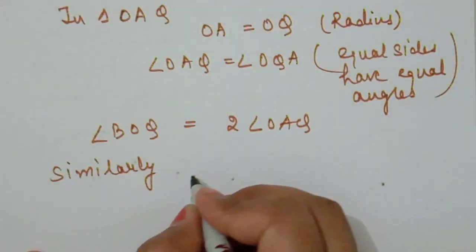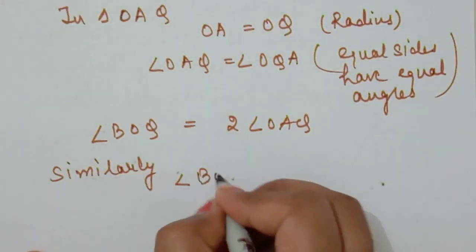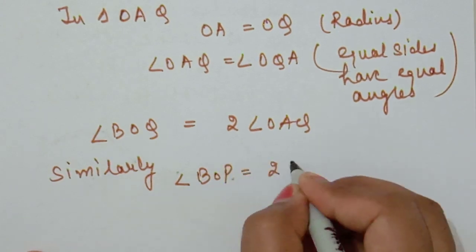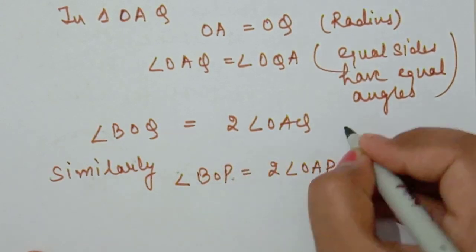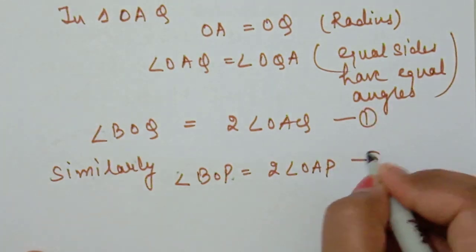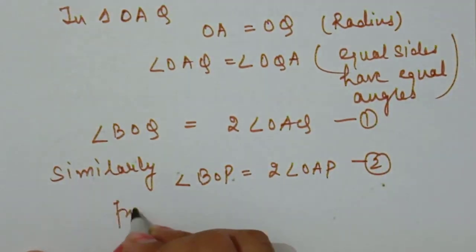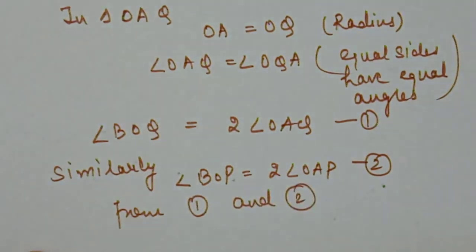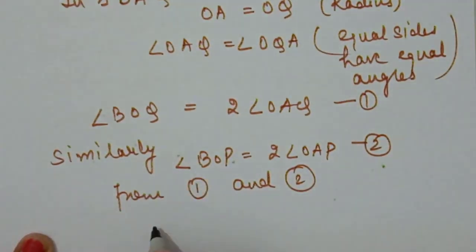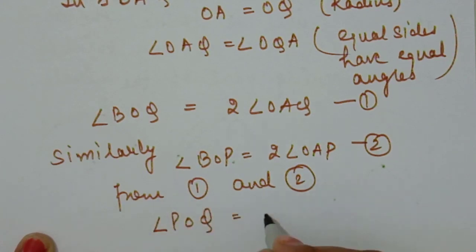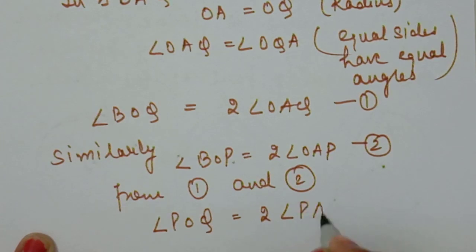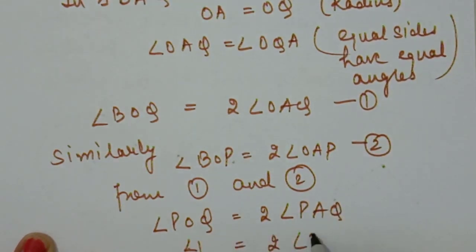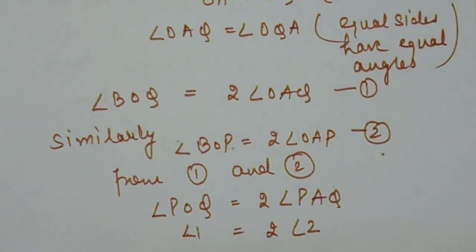We can write BOP is equal to double of angle OAP. This is our equation number 1. This is our equation number 2. From equation number 1 and 2, we will add them. So when we add them, angle POQ is double of angle PAQ. It means angle 1 is equal to double of angle 2. So it is already proved.